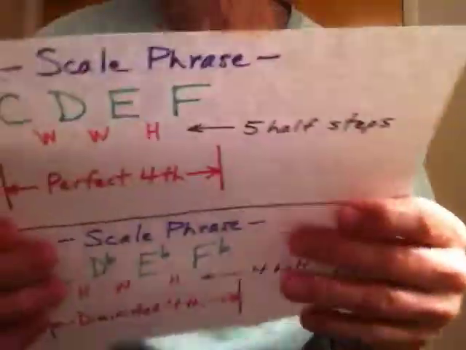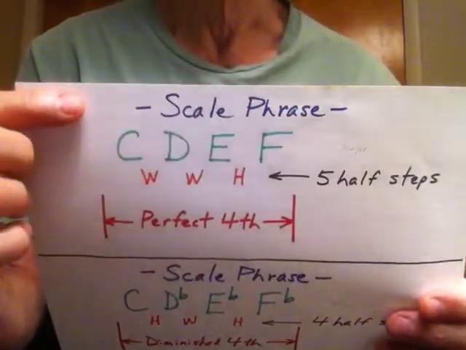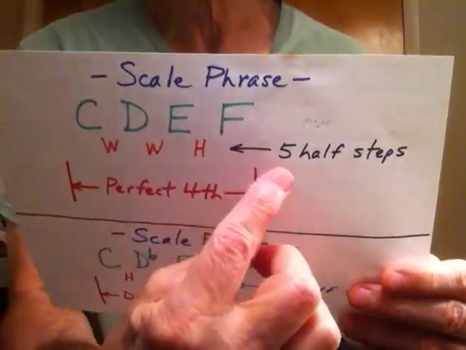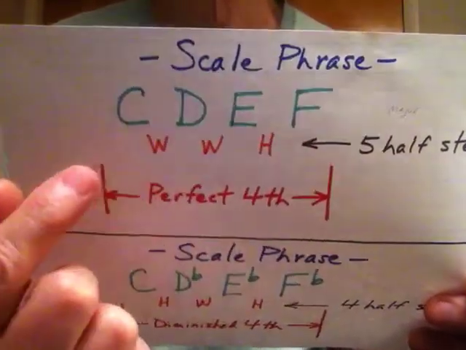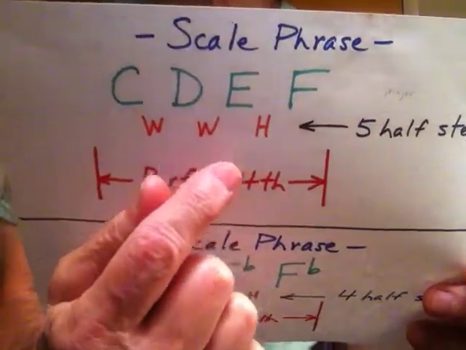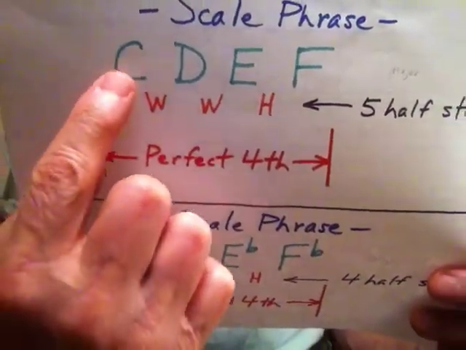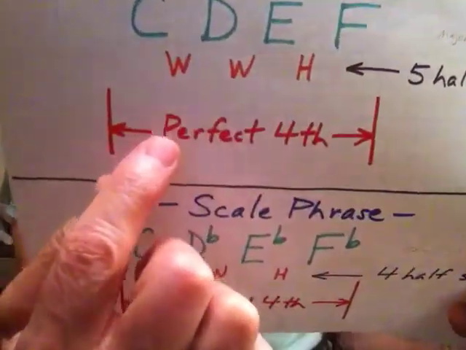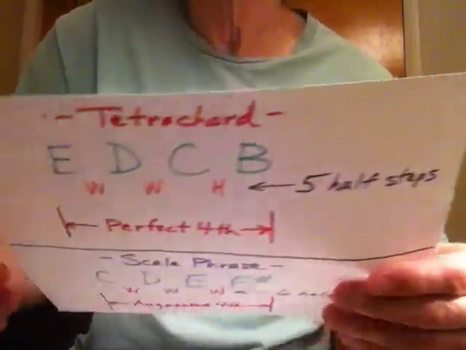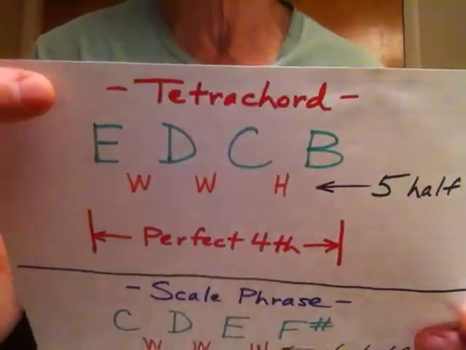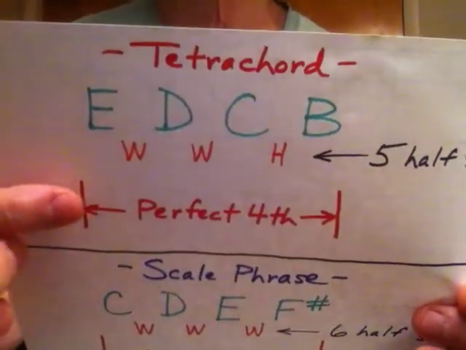Now over here, you can see the scale phrase, and this is the 5 half-step example. From C to F, you have whole step, half step, and that interval for that scale phrase is a perfect fourth. And that is very, very similar, almost the same as your old ancient Greek tetrachord, one of the very first original ones.